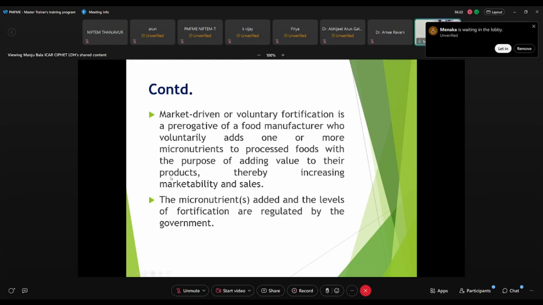It is market driven, as I earlier discussed with you. Market driven or voluntary fortification is a prerogative of the food manufacturer. Sometimes it is written that it is rich in vitamin, rich in antioxidant, or they are adding some more micronutrients, minerals. So that is a strategy to sell the products. The micronutrients added and the levels of fortification, generally at mass scale, are regulated by the government.